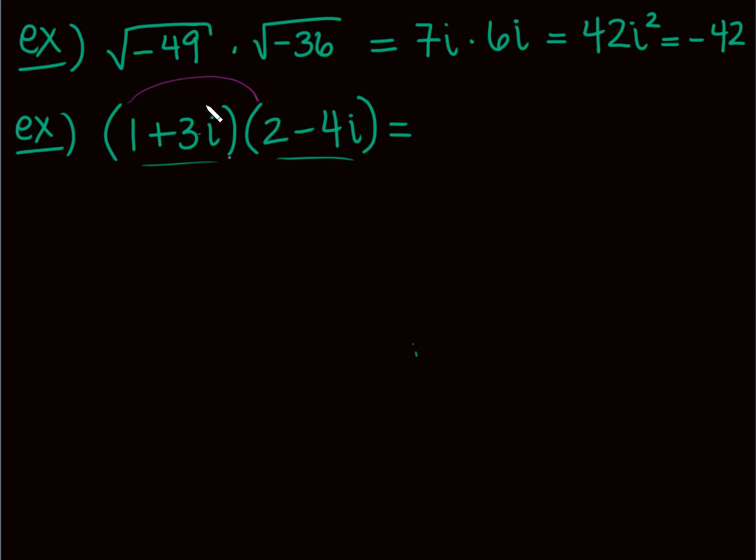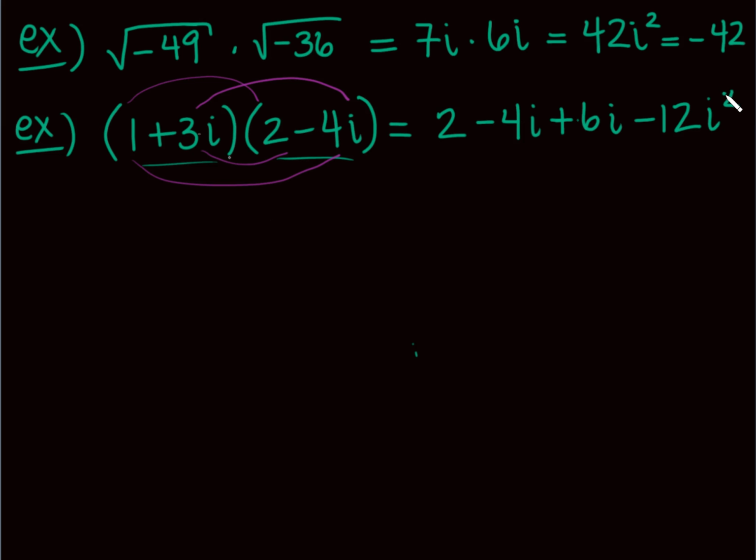So I'm going to FOIL. I'm going to do first, I get 2. When I do outside here, I get 1 times a negative 4i. So you take the 1 times negative 4, that's a negative 4, and then the i just hangs out. That's how we multiply those numbers. We multiply the real parts, and then the i hangs out. 3 times 2 is 6, and then the i just hangs out. And then last, I have 3 times negative 4, which is a negative 12, right? And then the i's times i, that's i squared.